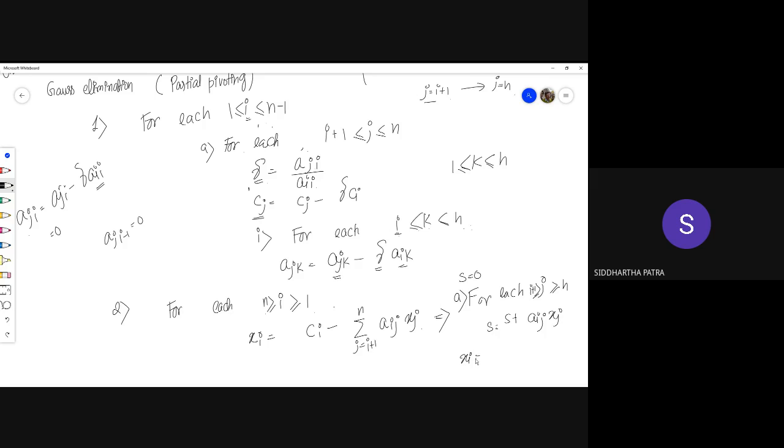xi equals ci minus, or actually I can initiate s as ci and keep on subtracting from s these terms, and in the end I can say xi is s divided by aii.